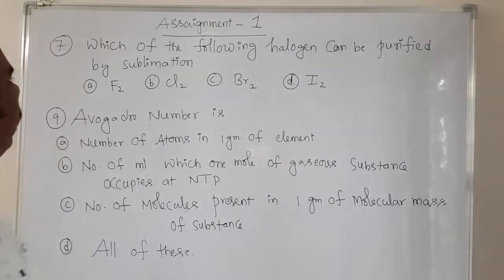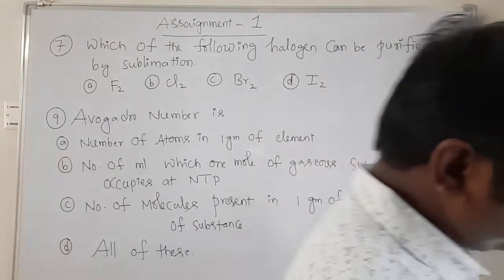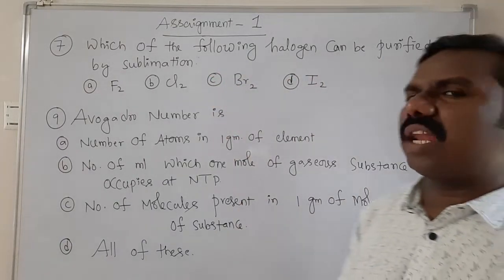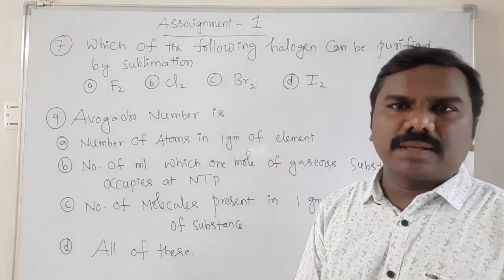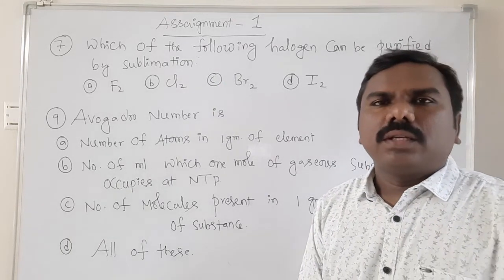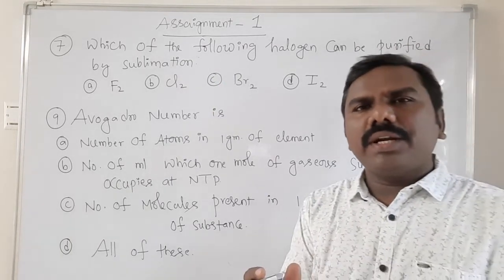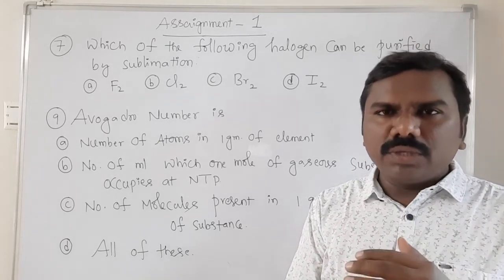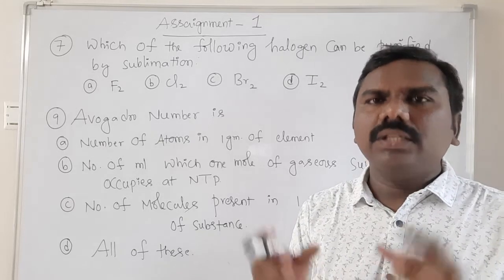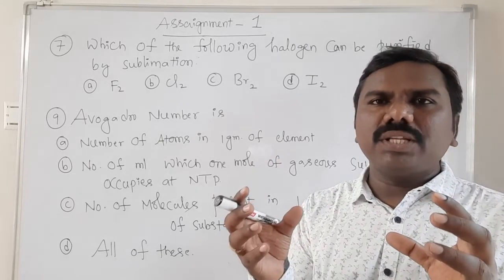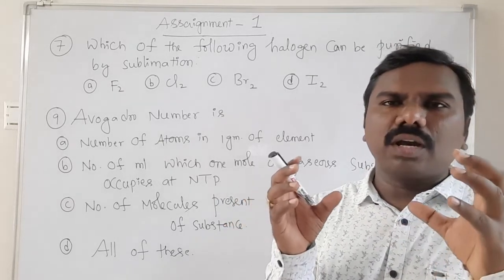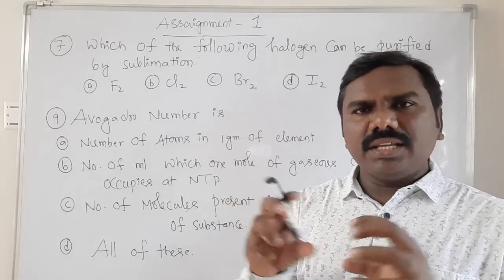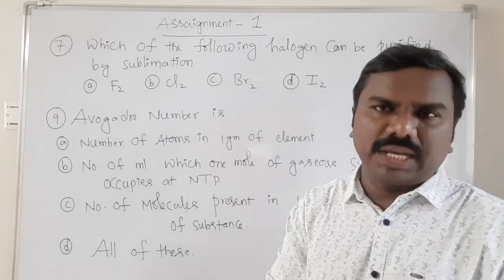Okay students, bit number 7. Which of the following halogens can be purified by sublimation? Sublimation means a solid converted into gas directly. To convert solid into gas directly, the bonds between the molecules or constituent particles must be weaker. When heated, it is easily directly converted into gas.